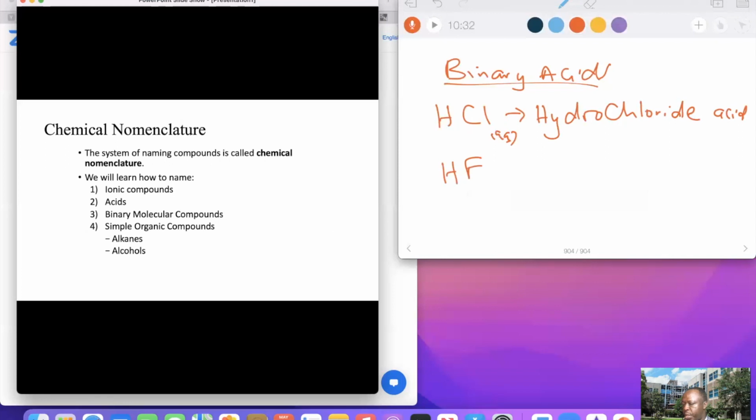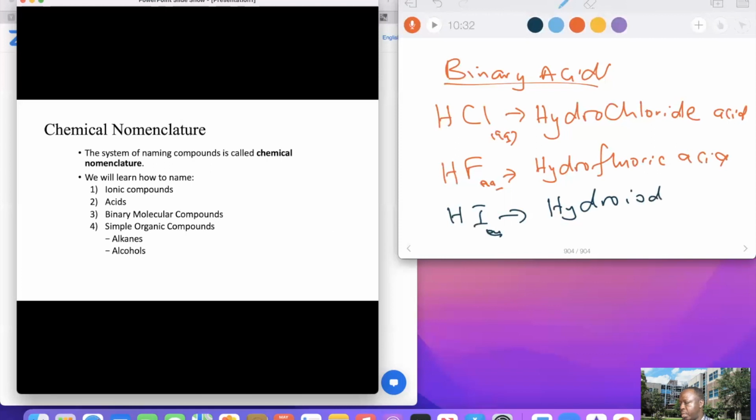HF and then aqueous. This is hydrofluoric acid. And then there is HIO3, and then this is iodic acid. Look at how the ending is "ic" acid, and then the word hydro.